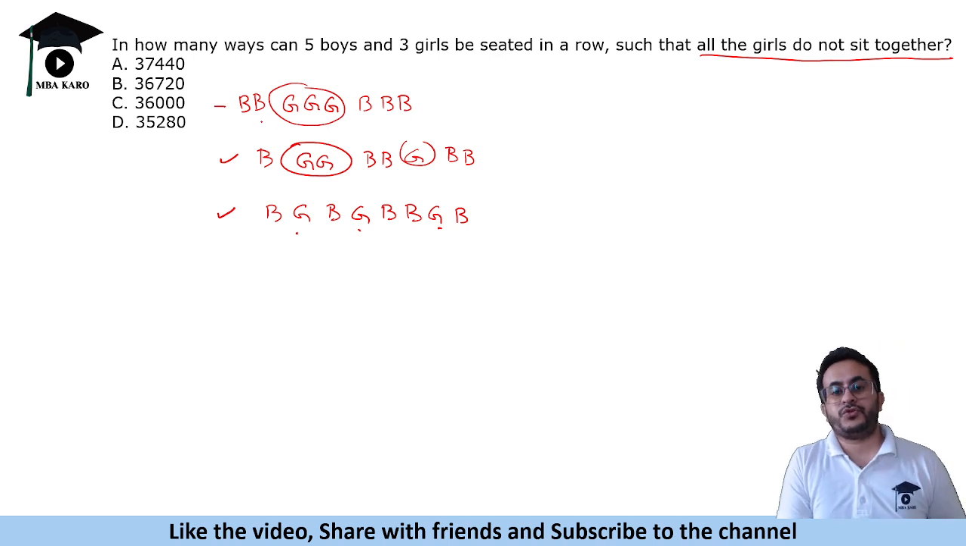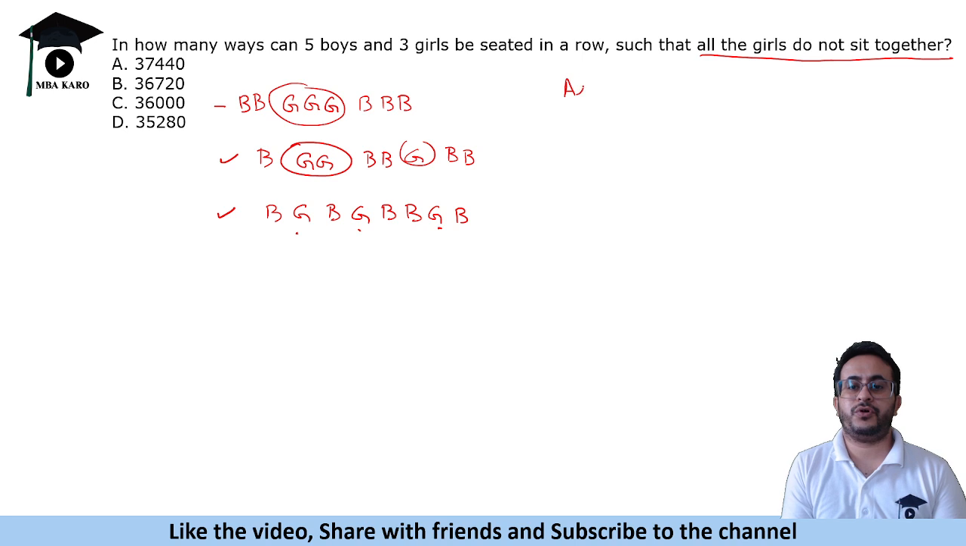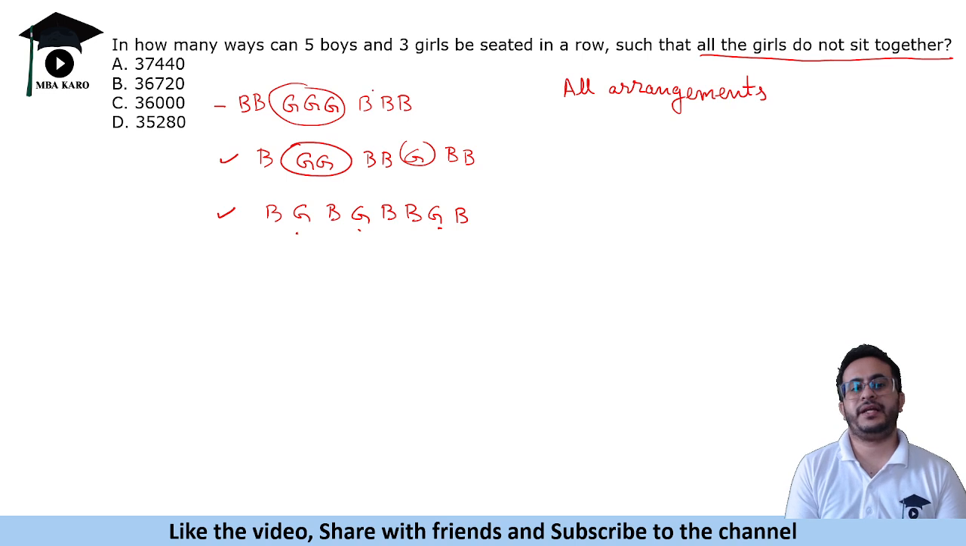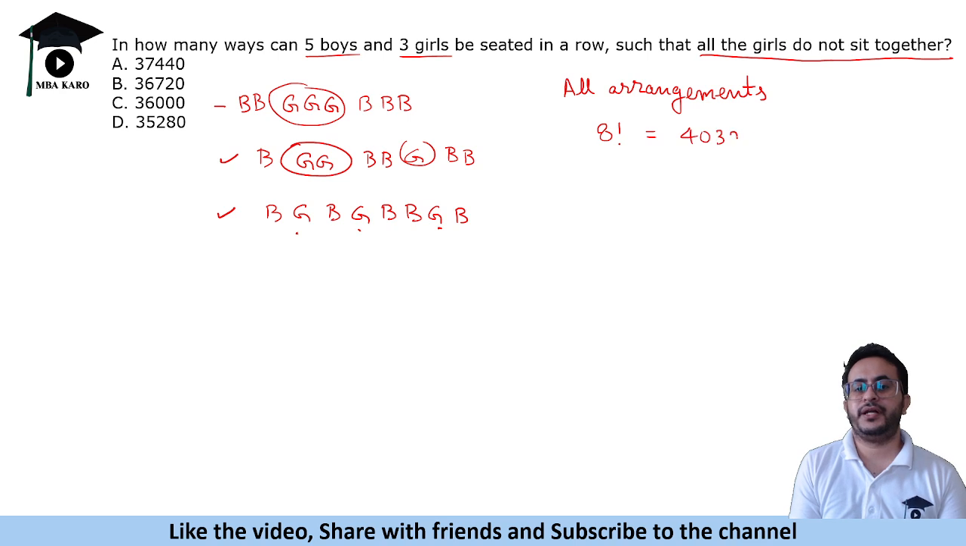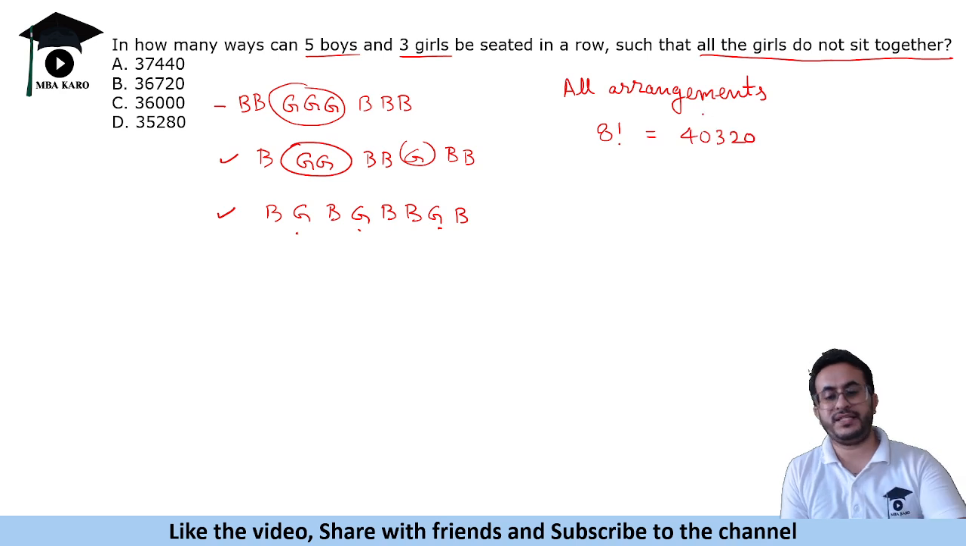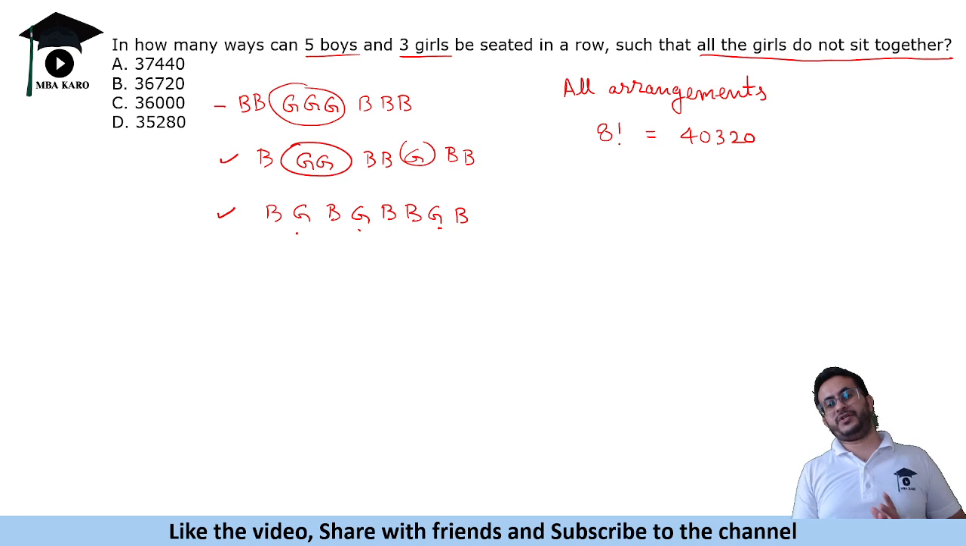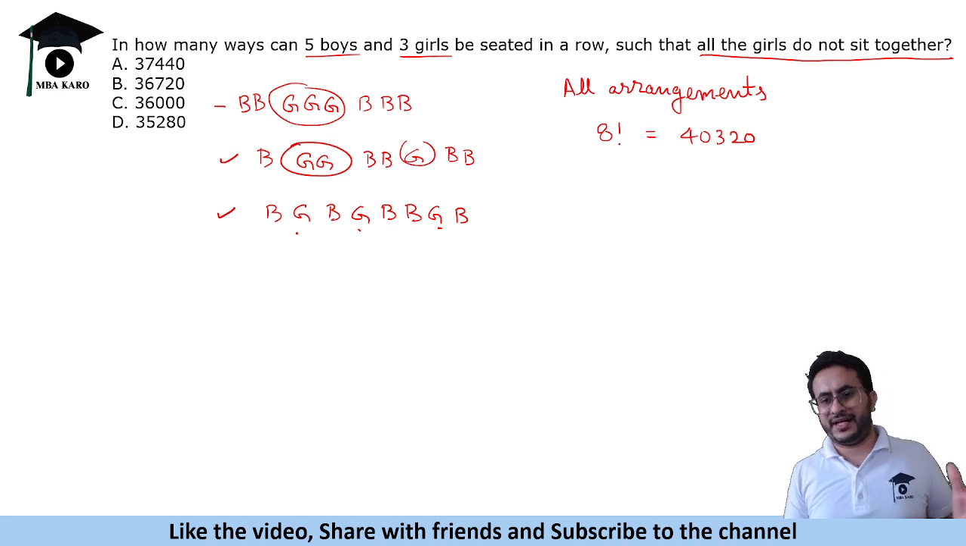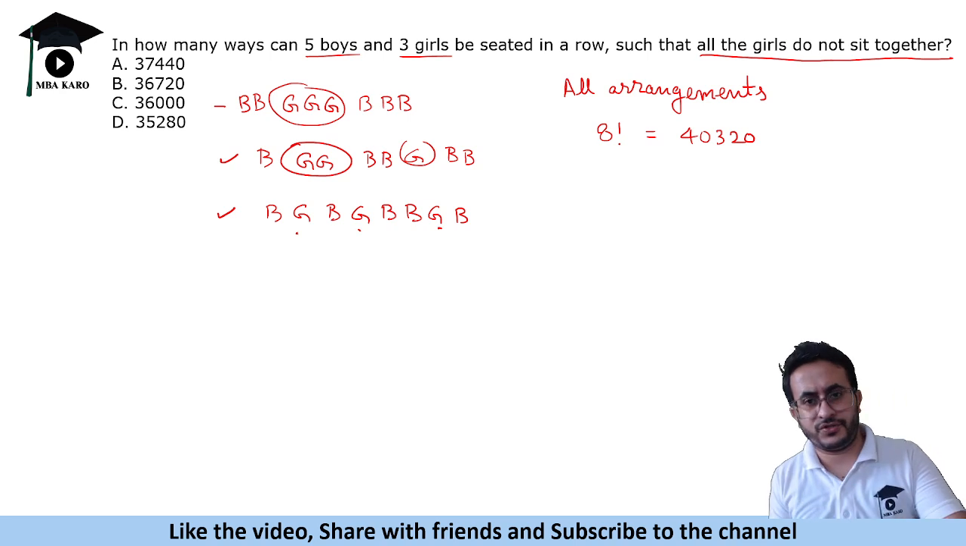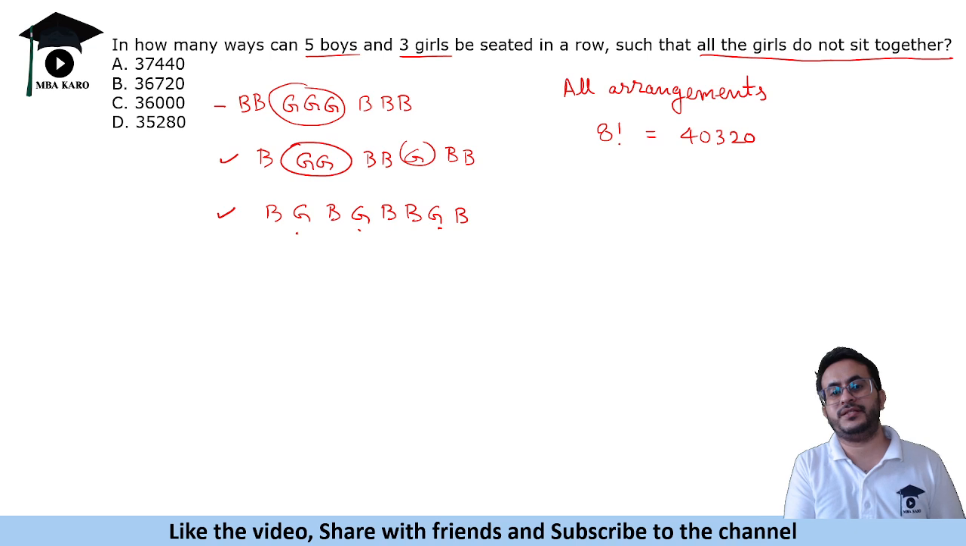Okay, so first of all, the arrangement is: there are 8 people, 5 boys and 3 girls, so that is 8 factorial, which is 40,320. I would suggest that you have knowledge of factorials up to 8. That is going to be handy for you. If not 8, at least till 7, or even if you have till 6, you can multiply and calculate. So the total arrangements is this.